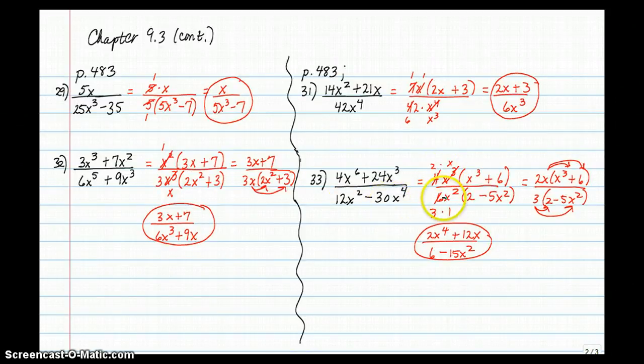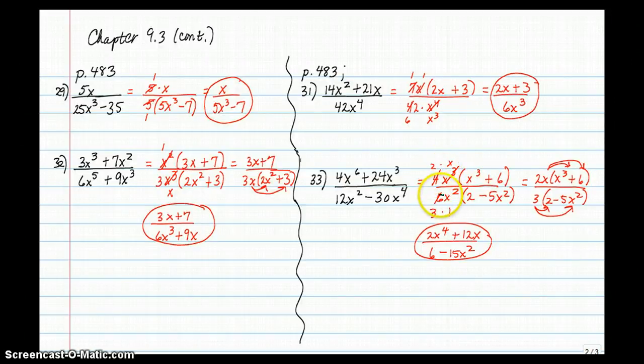We factored out a 6. For x squared and x to the 4th, we factored out an x squared. So we say 6x squared times what gives us 12x squared? Well, that's 2. 6x squared times what gives us 30x to the 4th? Well, 6 times negative 5 gives us negative 30. x squared times another x squared gives us x to the 4th. You can see that we can simplify.